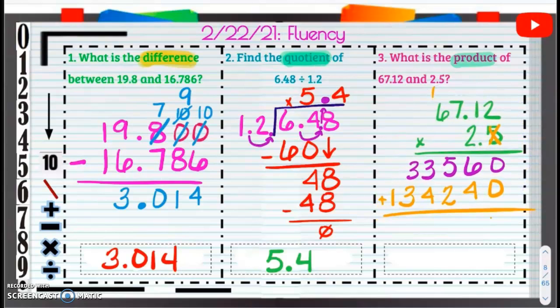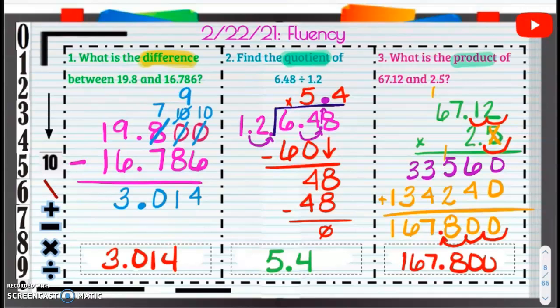0 plus 0 is 0. 6 plus 4, 10. 5, 6, 7, 8. 4, 5, 6, 7. 3 and 3 is 6. 1 plus 0 is 1. Now that decimal in 1, 2, and 3. So in 1, 2, 3. So our answer is 167 and 8/10 or 800 thousandths. They are both the same thing.